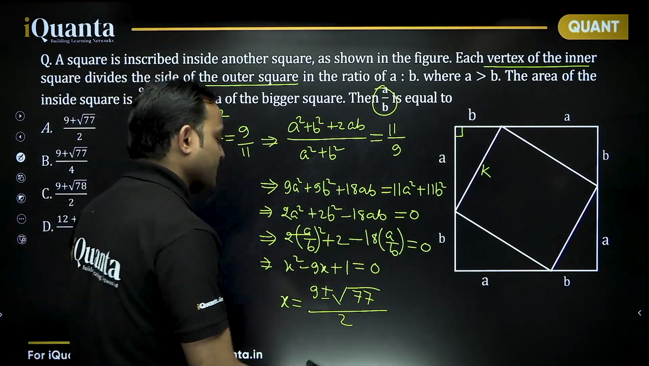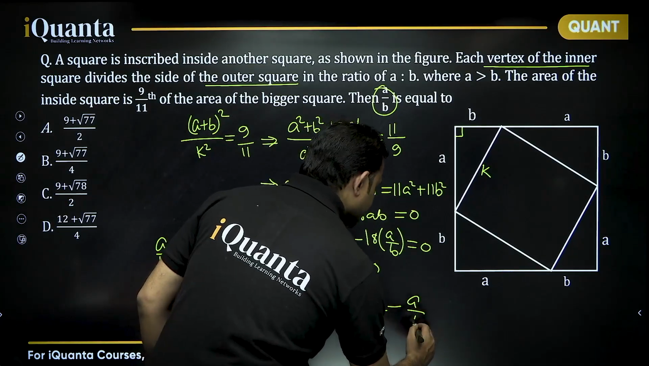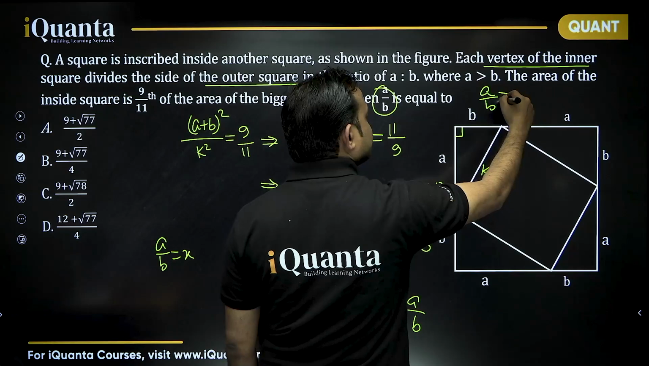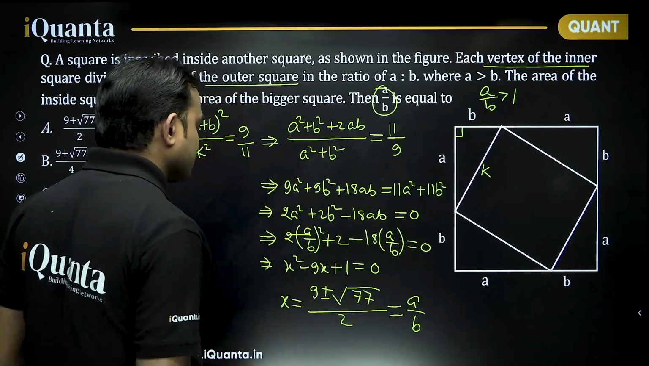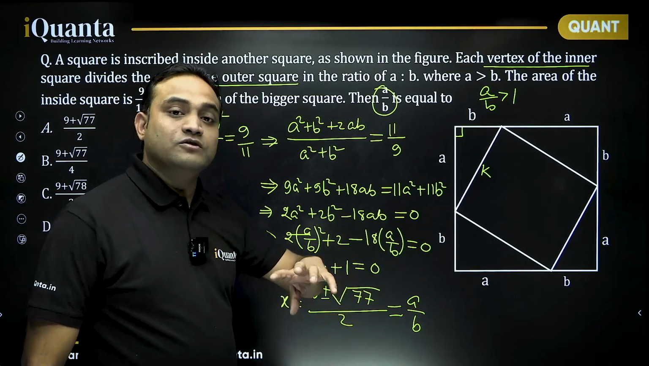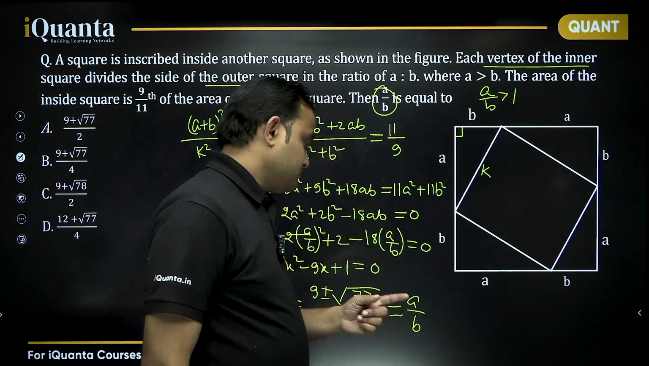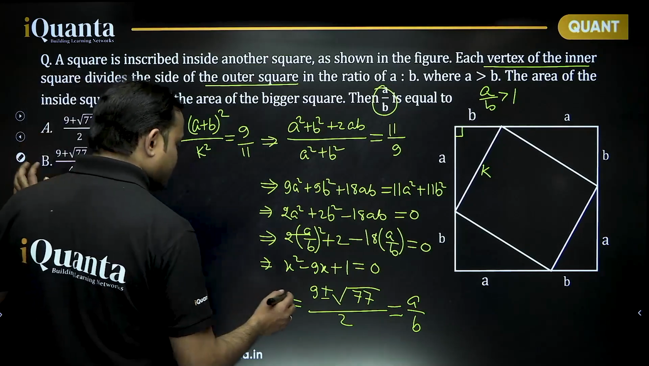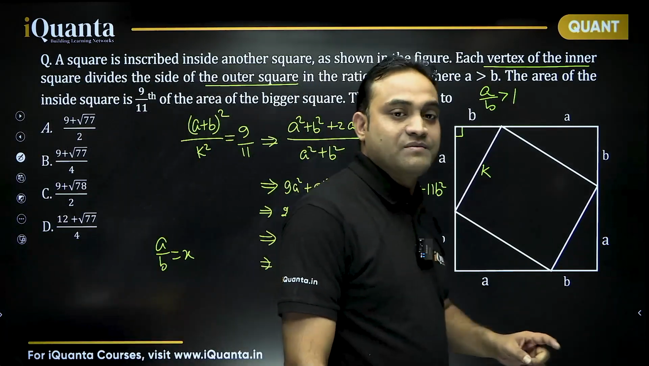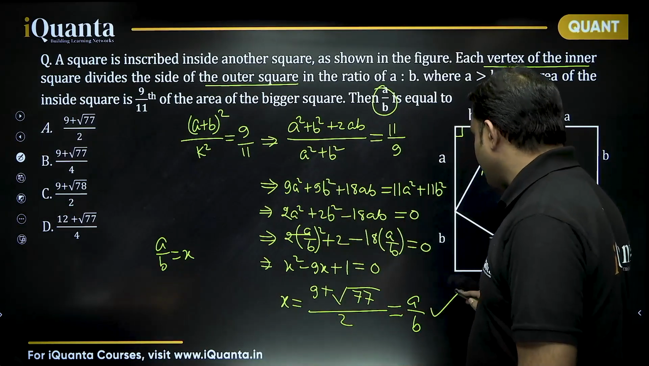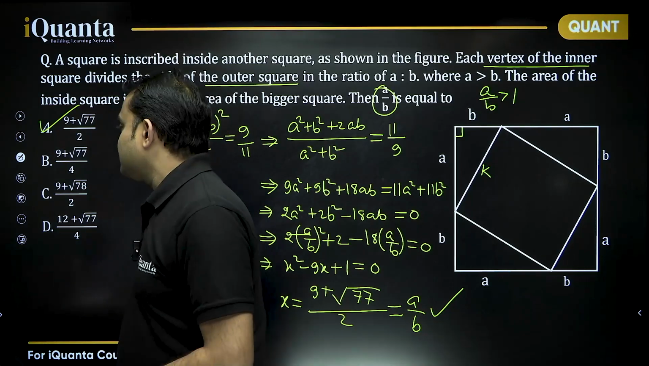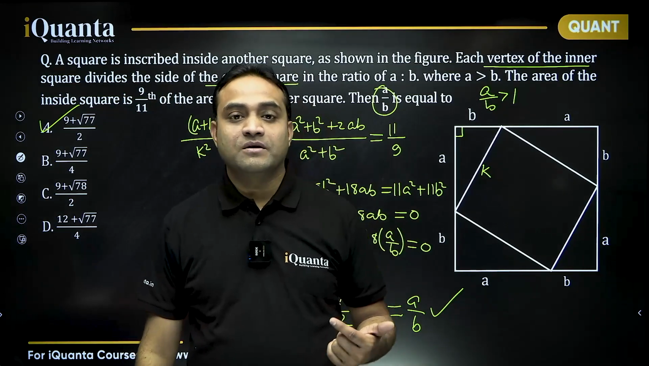Now x is nothing but a by b. It's given that a is greater than b. If a is greater than b, a by b must be greater than 1 here. So think about this: if I take 9 minus the square root of 77, that value will become less than 1. So that's why we don't need to take the negative value. It will be 9 plus the square root of 77 upon 2, and that is the value of a by b. So our answer is option A, 9 plus square root of 77 upon 2.